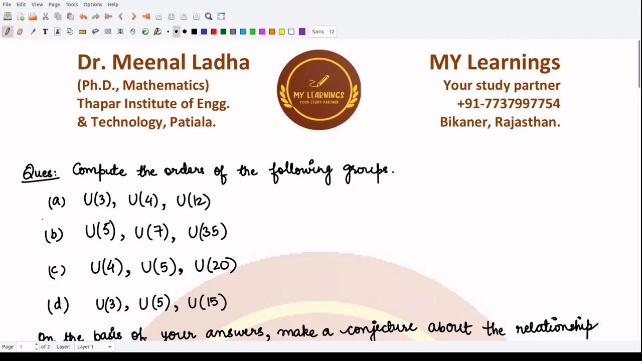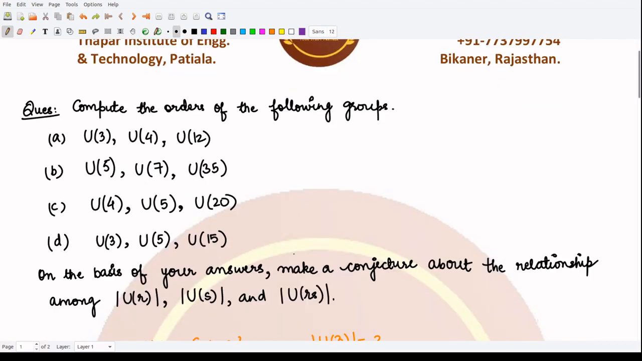Now they have grouped these three different groups into part A and all different three groups in part B, C and D respectively, right? So they are asking you to calculate the order of all of these 12 groups given to you, and on the basis of your answers they are asking you to make a conjecture about the relationship among the order of U of r, U of s and U of rs.